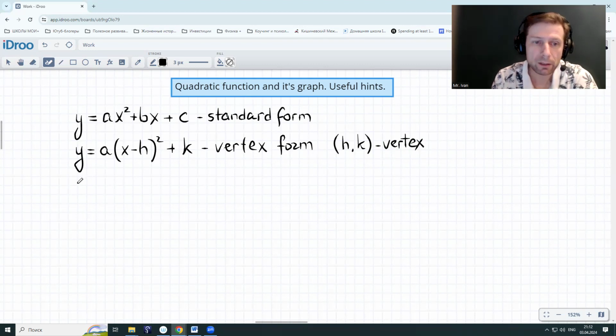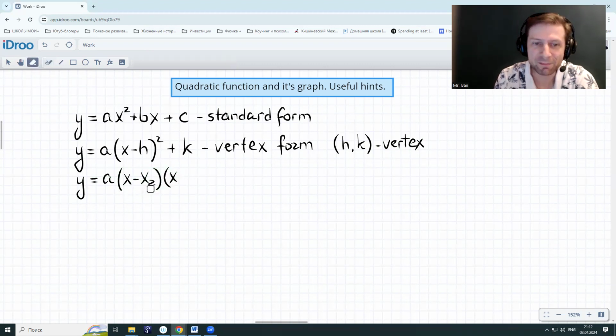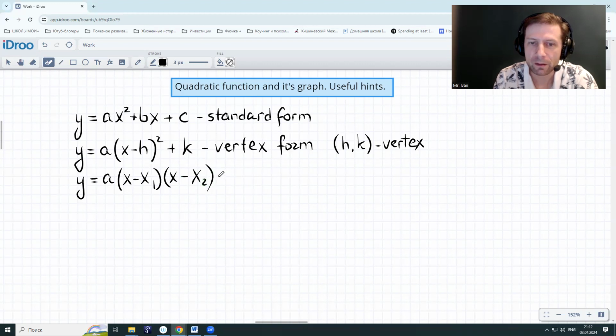okay? Next, we also have the intercepts form, which is basically about the x-intercepts. And again, we have the same a, times x minus x1 times x minus x2. The intercepts form, where x1 and x2 are basically the x-intercepts.